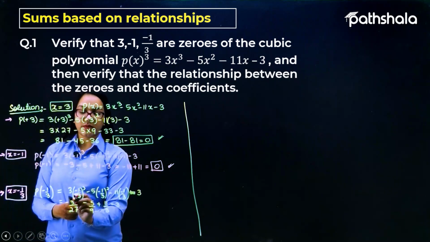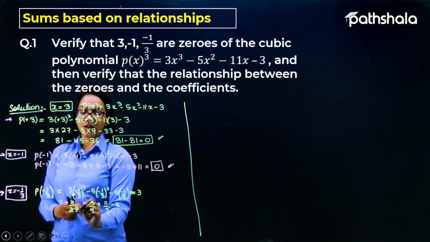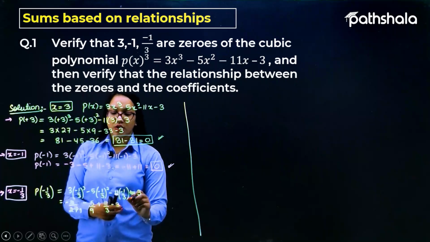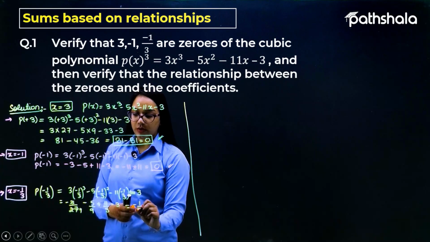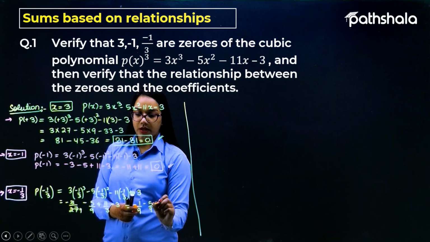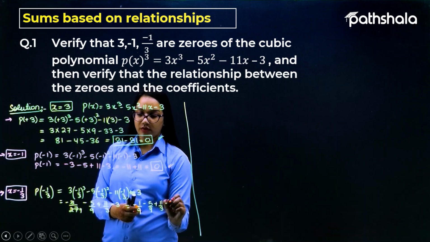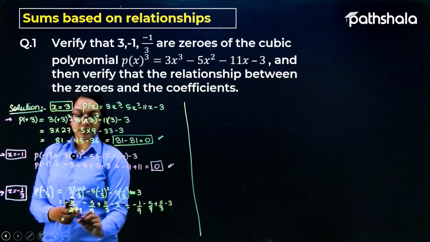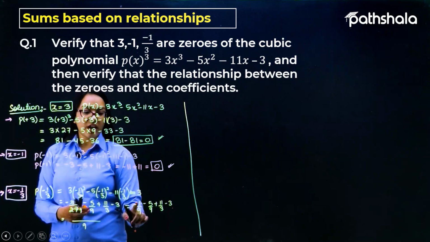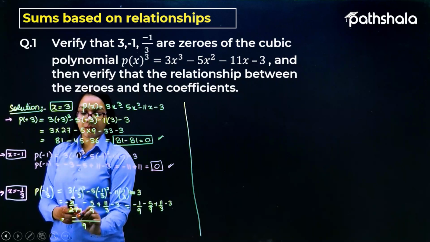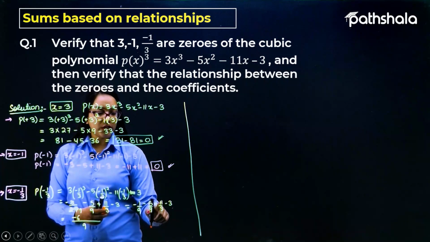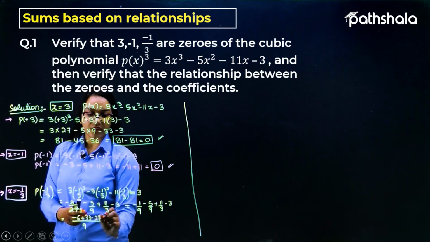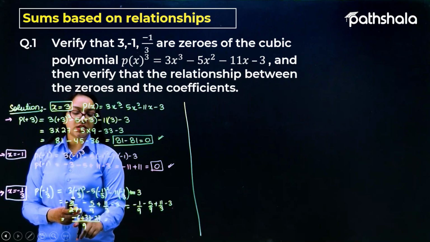Now let's solve it. As we know, we can cancel 3 and 27, as 3 into 9 is 27. So we can rewrite it as minus 1 by 9 minus 5 by 9 plus 11 by 3 minus 3. Let's take the LCM. As we know, the LCM of 9 and 3 is 9. So we have minus 1 minus 5, which we can add up as minus 6, plus 33 minus 27. Again, minus 27 minus 6 is minus 33.